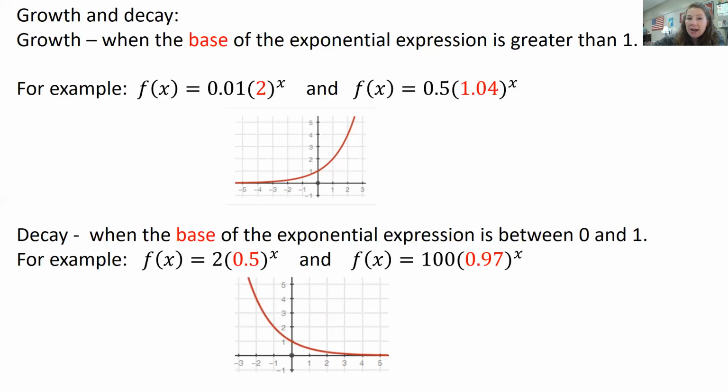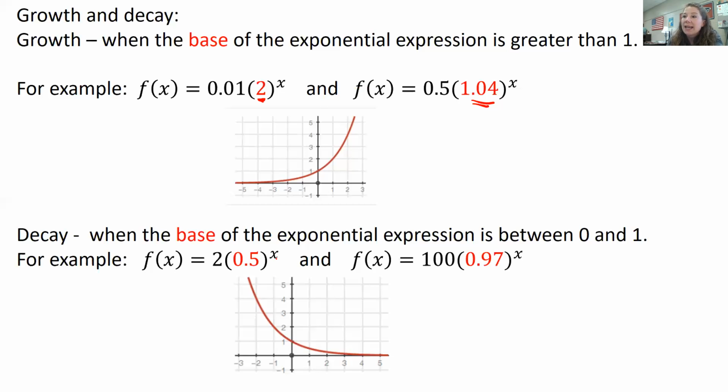Now, if you don't have a graph, there are a couple of other ways you can tell when a function is showing growth or decay. Whatever number is being raised to that exponent is called the base. If your base is greater than 1, that means whatever you're graphing or looking at is growing. So 2 is definitely greater than 1, right? 1.04 isn't a lot greater than 1, but it is greater than 1. So both of these functions represent growth.